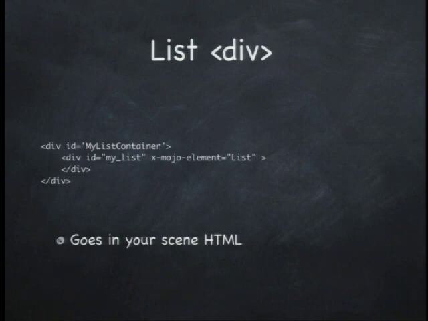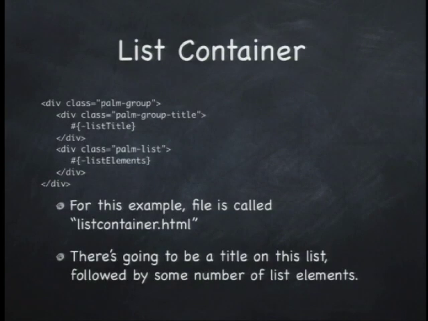This is how the list gets declared in your scene HTML. The div is simply of xmojo element list. Give it an ID, you're done. That's all there is to it. So in the HTML, it looks quite straightforward.